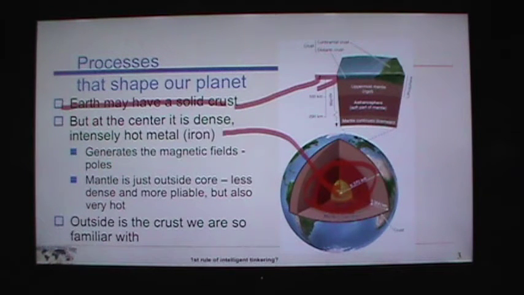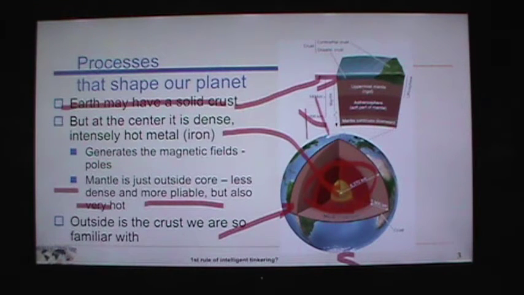From the center of the Earth all the way to the crust is 6,370 kilometers. That's quite a distance. It's a long way down to the center of the Earth. This iron core generates the magnetic fields, generates our poles. The North Pole and South Pole are all related to this magnetic field. The mantle is just outside the core, less dense and more pliable, but also very hot. All the way on the outside is the crust that we are so familiar with.